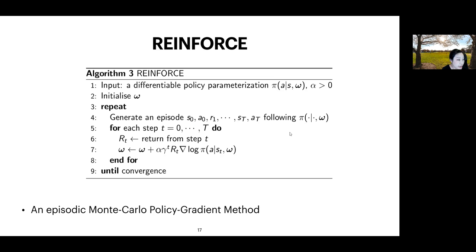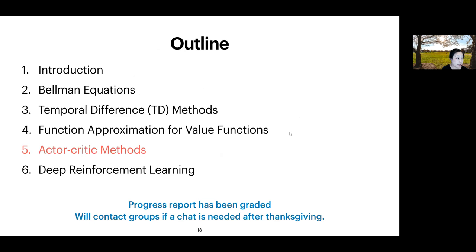Sorry. Okay, so that's the last slide, the concluding slide for today. We've talked about function approximation for value functions as well as for policy functions. Next time, after Thanksgiving, we will be talking about actor-critic methods, and finally we'll talk about deep reinforcement learning.